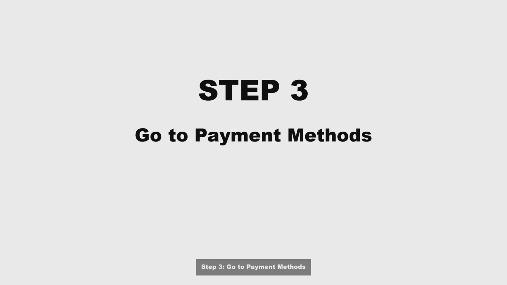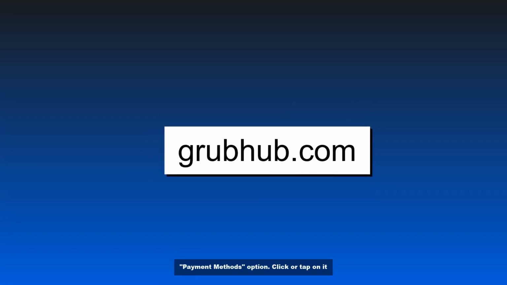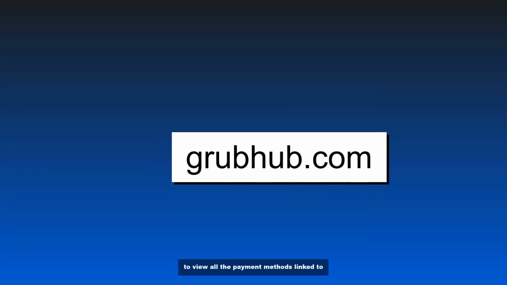Step 3. Go to payment methods. In the account settings menu, look for the payment methods option. Click or tap on it to view all the payment methods linked to your account.